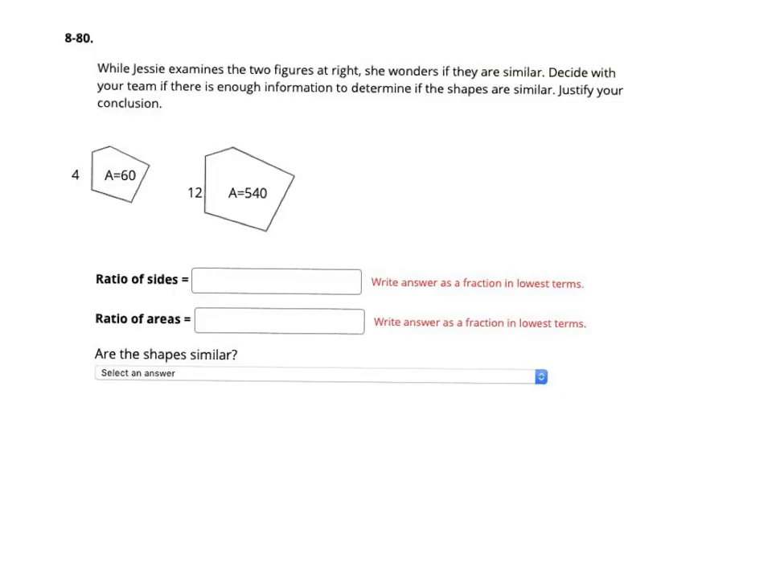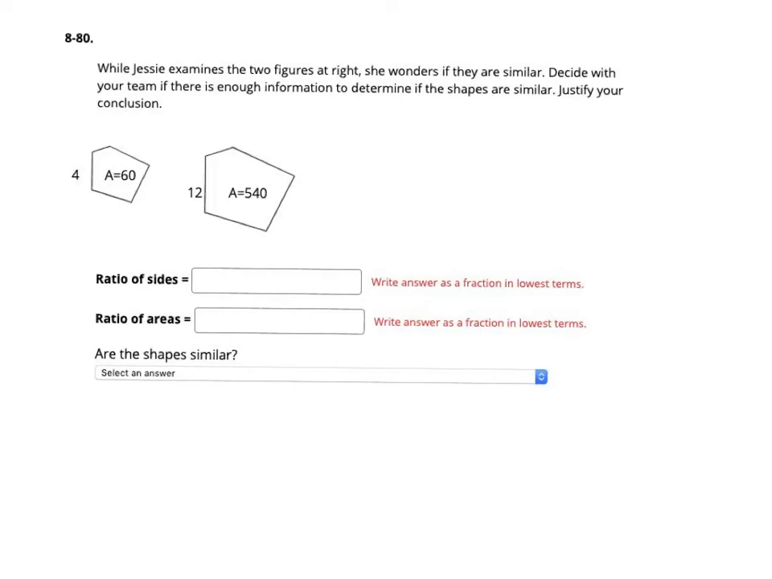Done with another problem, you made it through. The next one we're going to look at is 8-80. Looking at 8-80, while Jessie examines the figures at right, she wonders if they are similar. Decide with your team if there is enough information to determine if the shapes are similar.